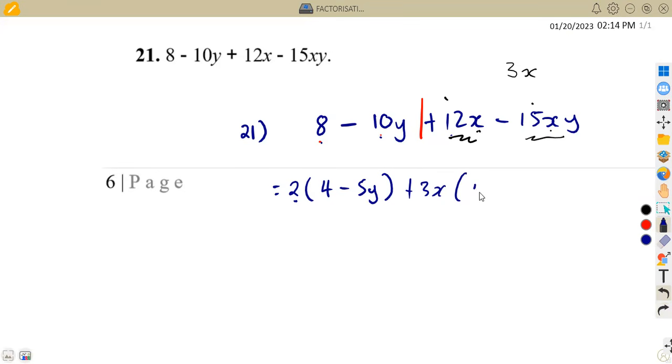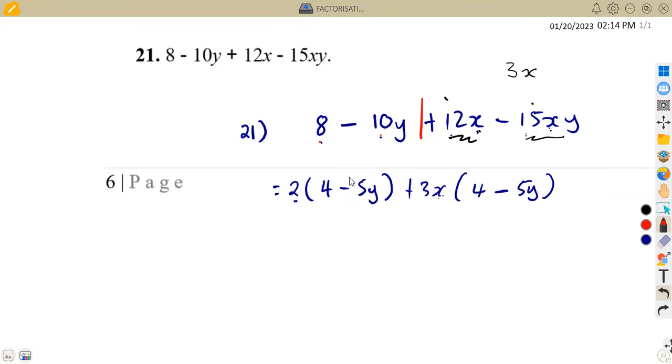So if we have 3x, plus and plus is a plus. 12 divided by 3 is going to be 4. x and x will cancel. Then minus 15 divided by positive 3 is going to be minus 5. Okay, x and x will cancel. That means you remain with y.